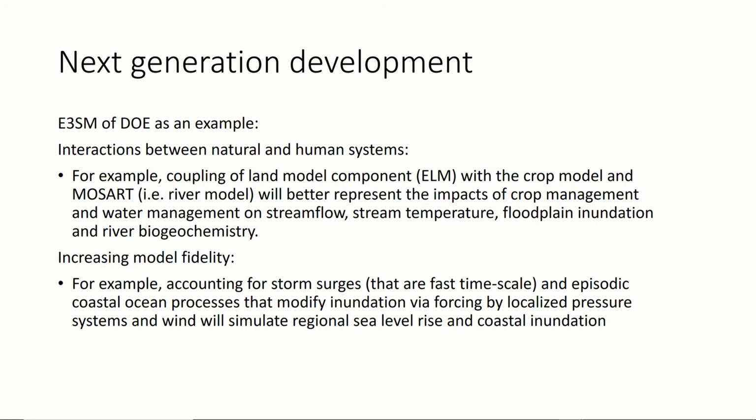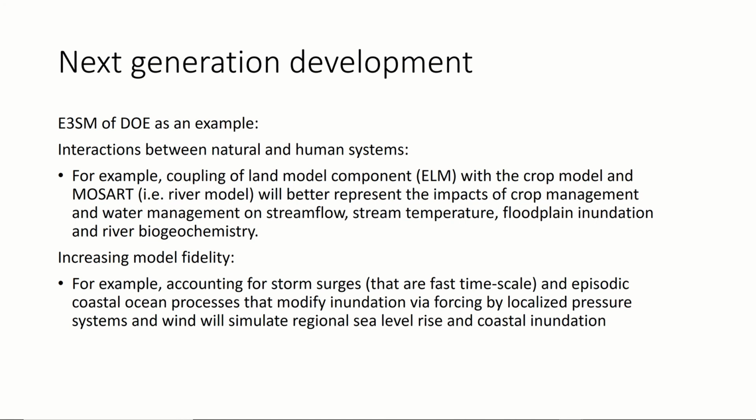So they have a land model, and they are coupling now, it's still in progress, land biogeochemistry with the ocean biogeochemistry, and how the discharge and biogeochemistry of the river, for example, go to the ocean and the land. So they are coupling this to the ocean, and in addition they will consider coupling the land model component, called ELM, with a crop model, and MOSART, which is a river model, to better represent the impact of crop management, for example, and water management.